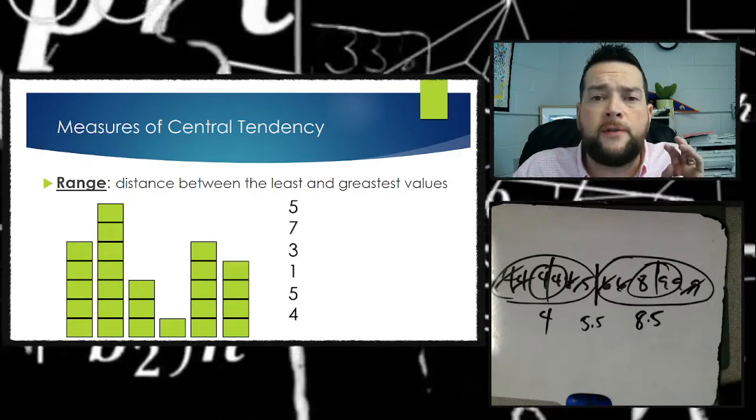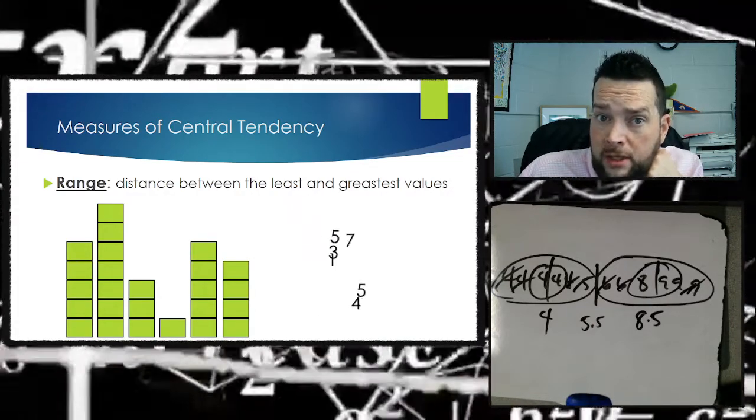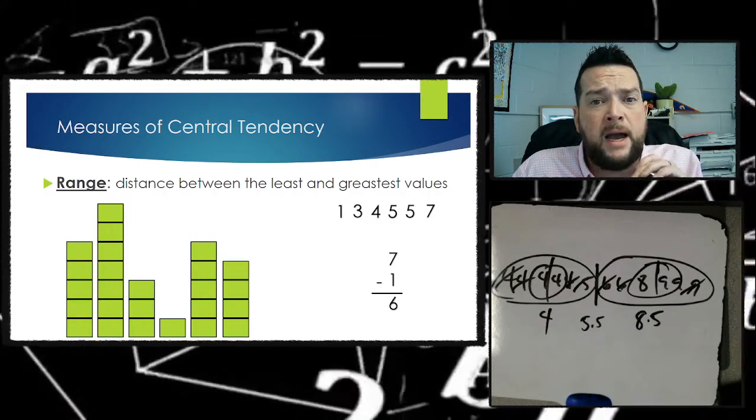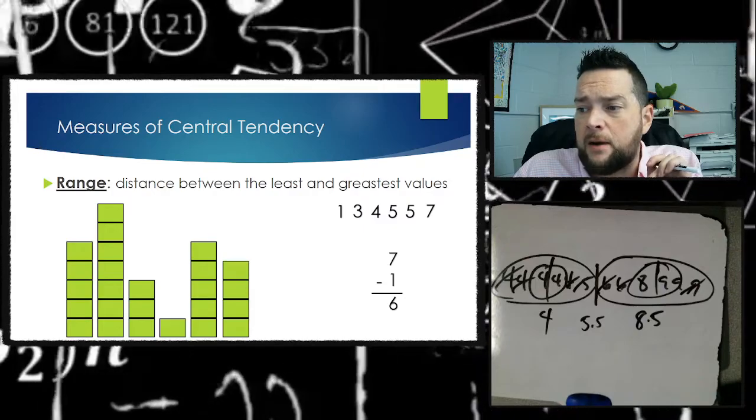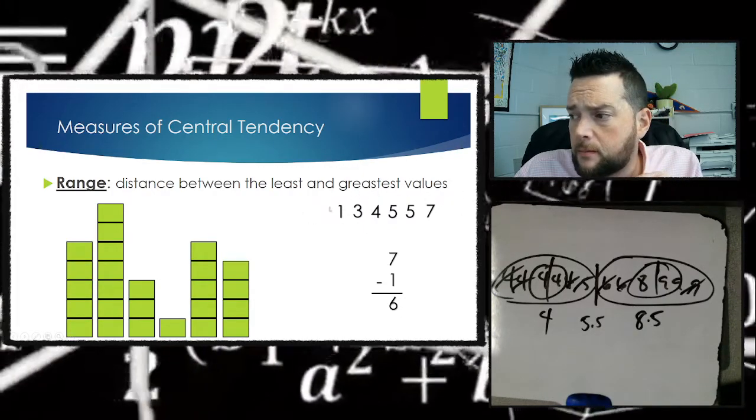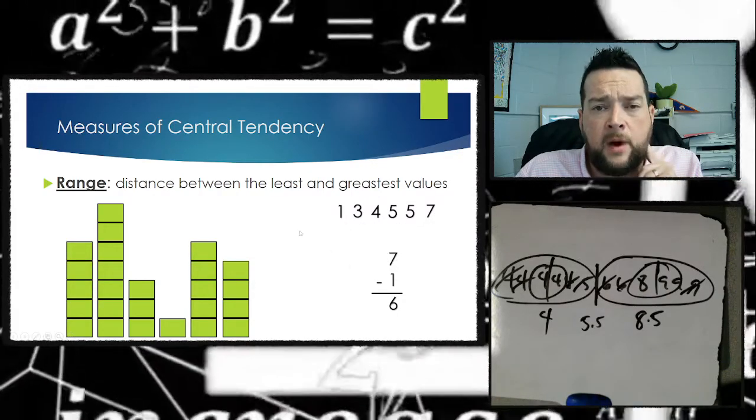So what you're going to do first, whenever you're finding the range, is order your numbers least to greatest, all right? Then take your greatest minus your least, and that's your range, all right? So for this data set right here, you've got these data values, all right? And then the greatest is 7, the least is 1, so subtract those and you'll find the range.